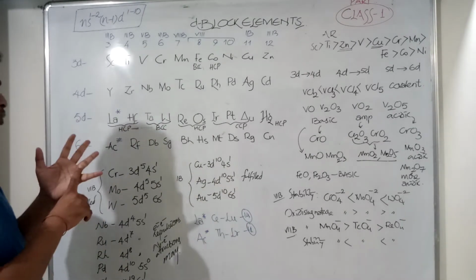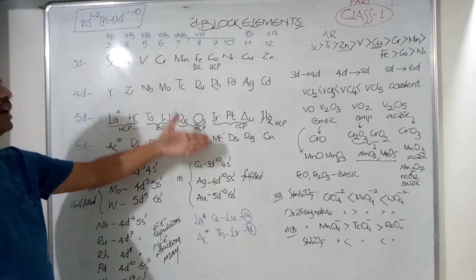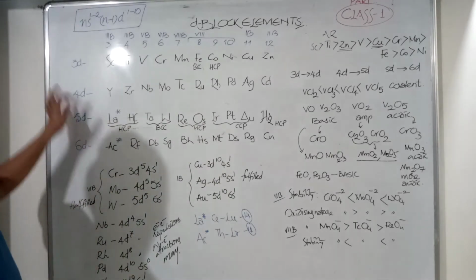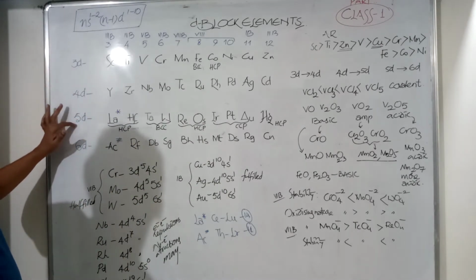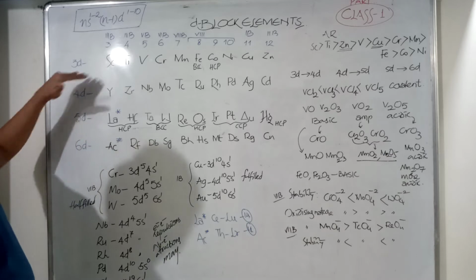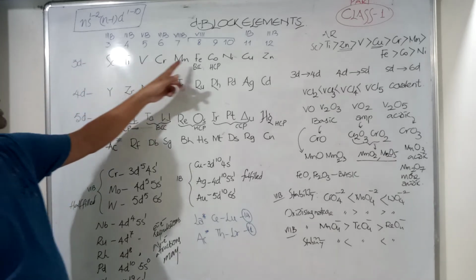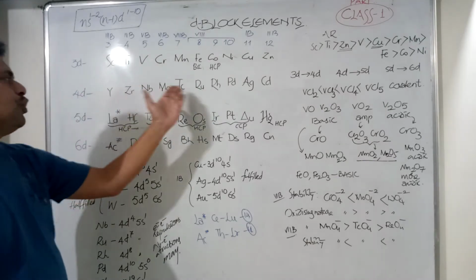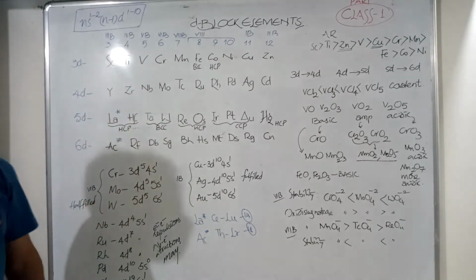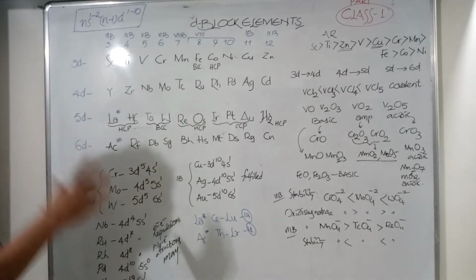So we were discussing the electronic configuration and series: the 3d series, 4d series, 5d series, and 6d series. In each series there are 10 elements. 3d series means the electrons are entering into the 3d orbital, and similarly for 4d, 5d and 6d. A few properties we need to discuss.